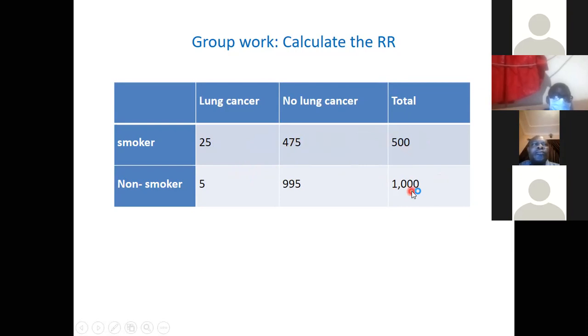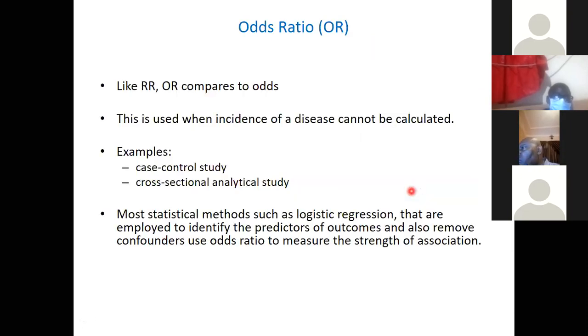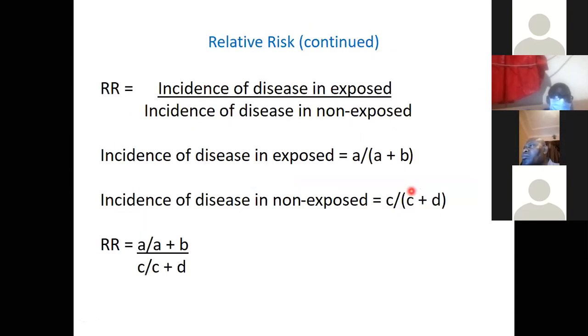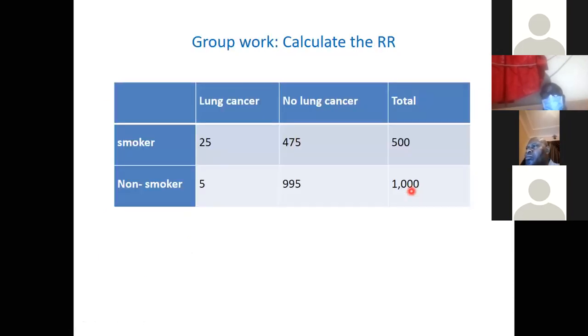So calculating the risk, how do you calculate it? If you were to calculate the risk, what will you do? What is the risk of lung cancer among the smokers now? I want you to be interactive. Let somebody respond. What is the risk from here?